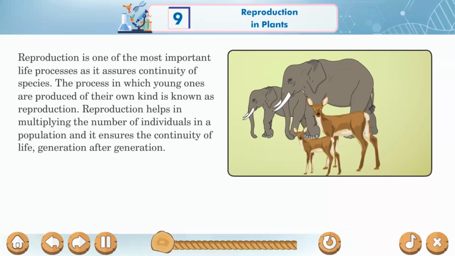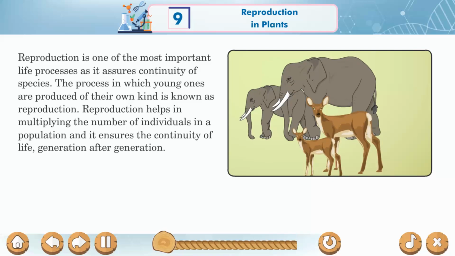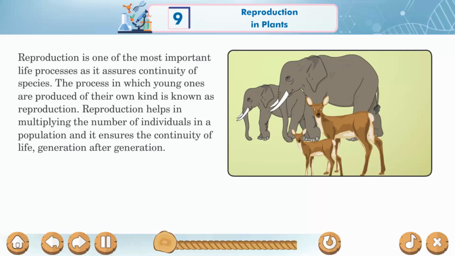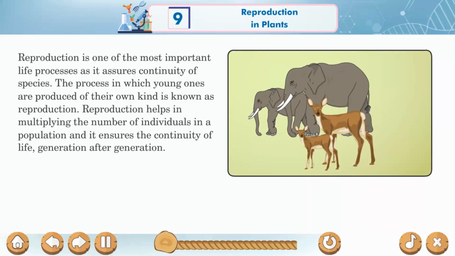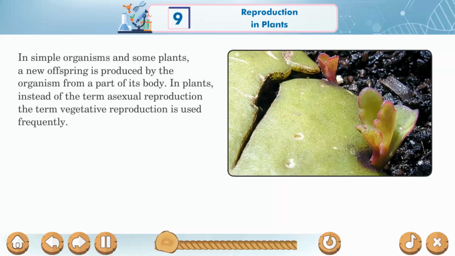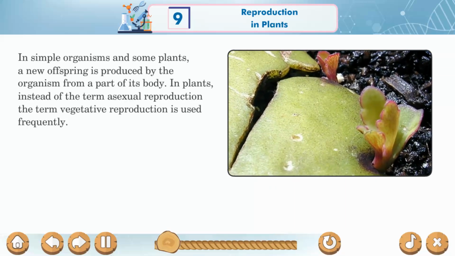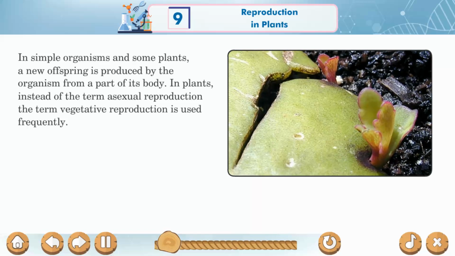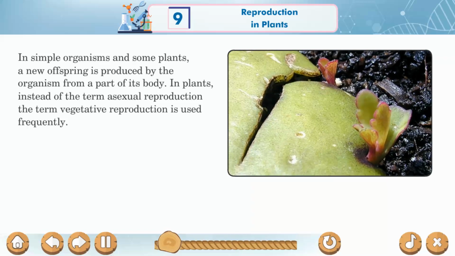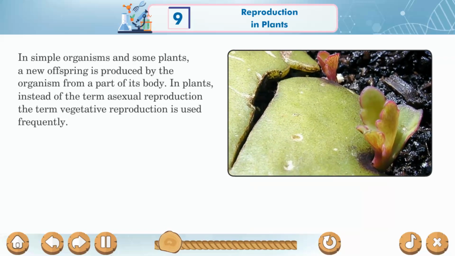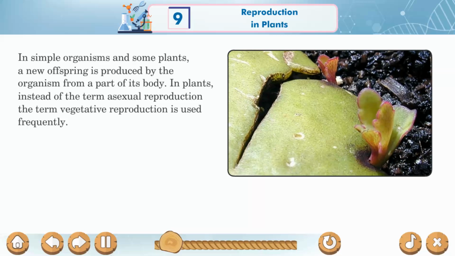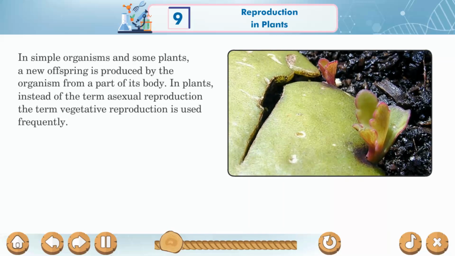The process in which young ones are produced of their own kind is known as reproduction. Reproduction helps in multiplying the number of individuals in a population, and it ensures the continuity of life generation after generation. In simple organisms and some plants, a new offspring is produced by the organism from a part of its body. In plants, instead of the term asexual reproduction, the term vegetative reproduction is used frequently.